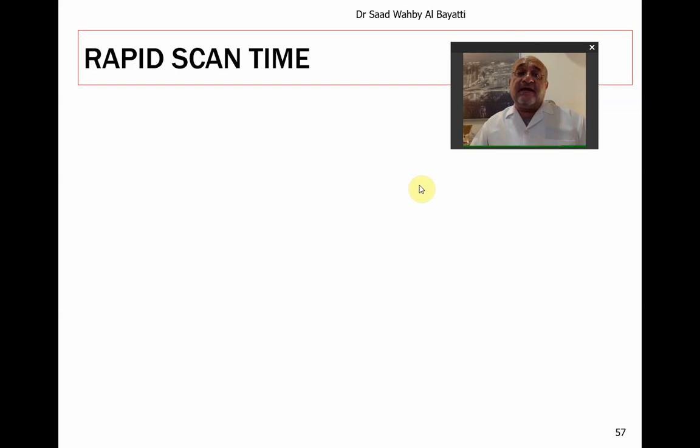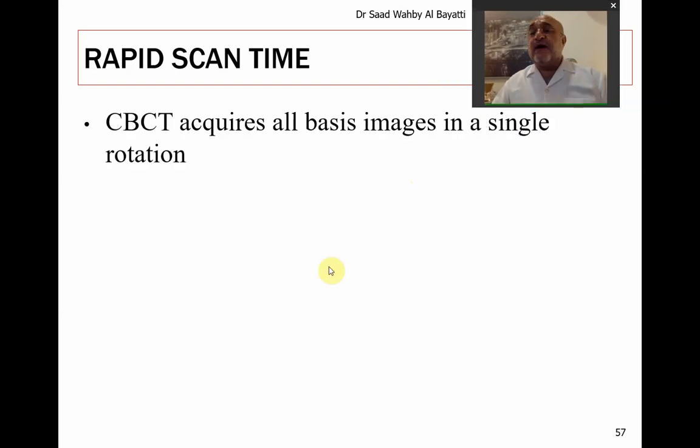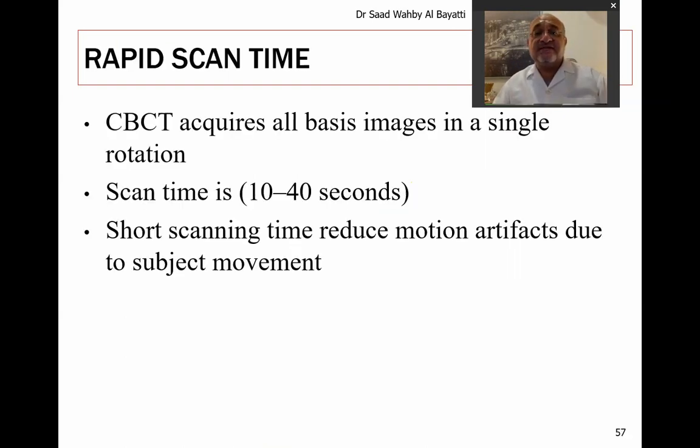Scan time. CBCT acquires all the basic images in a single scan, a single rotation, and the scan time, as we said, varies between 10 to 40 seconds according to the exposure parameters you have chosen. Of course, if you reduce the scanning time, the motion artifacts due to subject movement will be reduced.